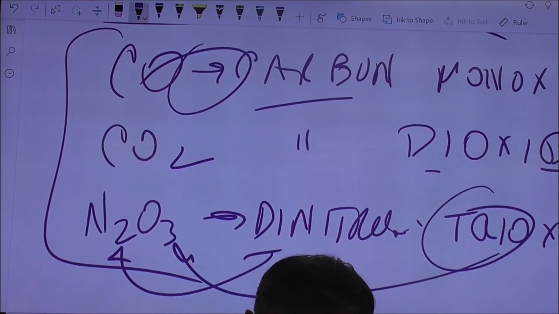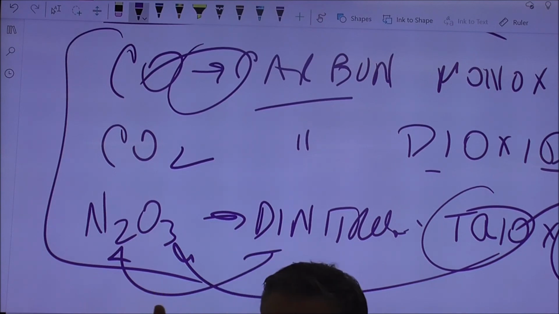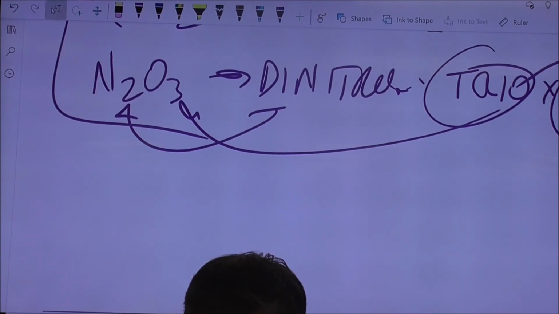And let's say that you have CF. Okay, there you go. So if I ask you to name this, you only have 1 carbon. Now, you only have 1 fluorine. So that's going to be carbon monofluoride.